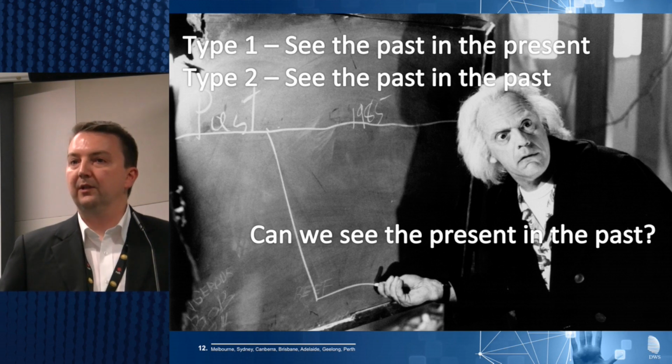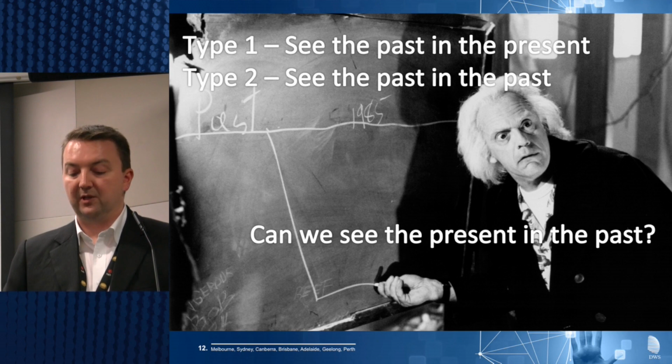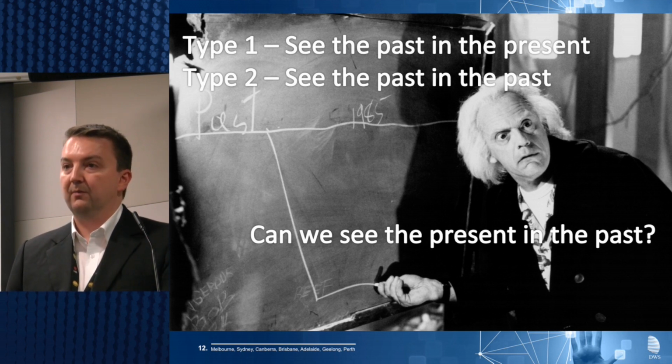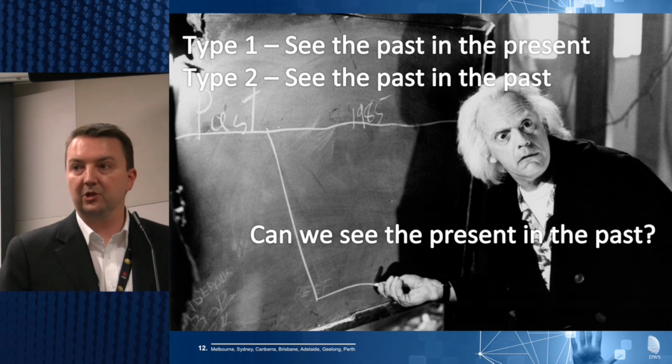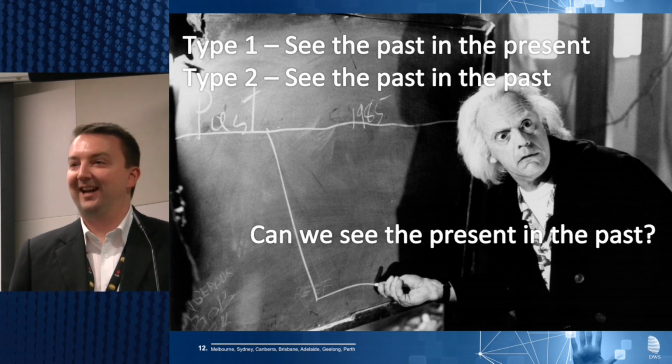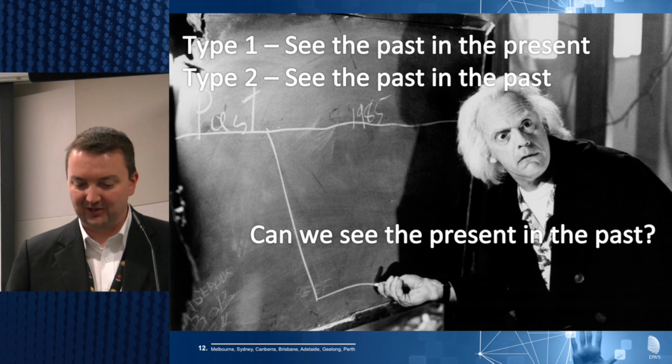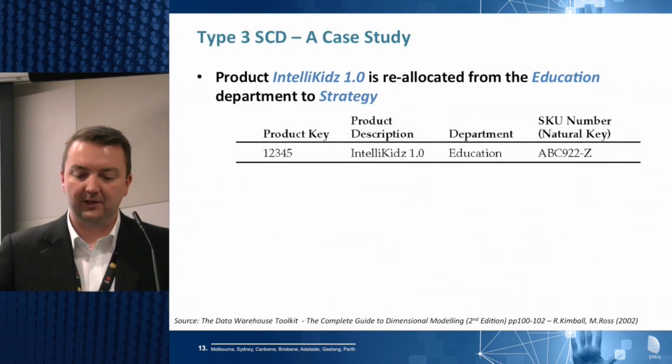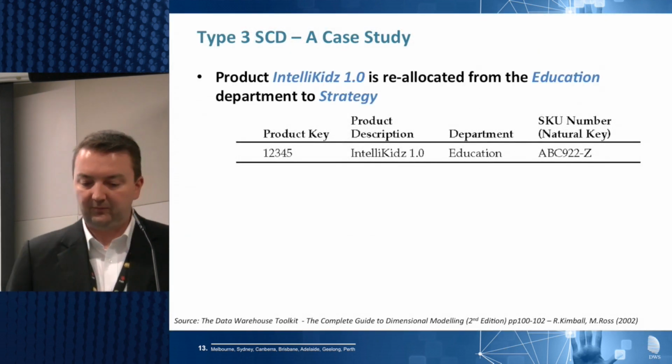Are these the only two types of analyses that are interesting? For instance, can we see present facts against past dimensional attributes? And funnily enough, since I asked the question, the answer is of course yes. And that's where type 3 slightly changed dimensions come in.